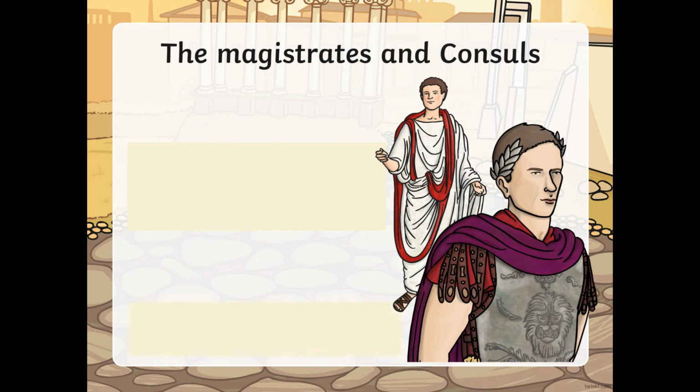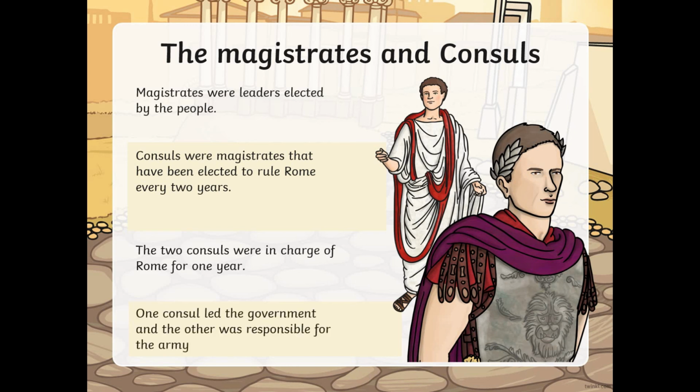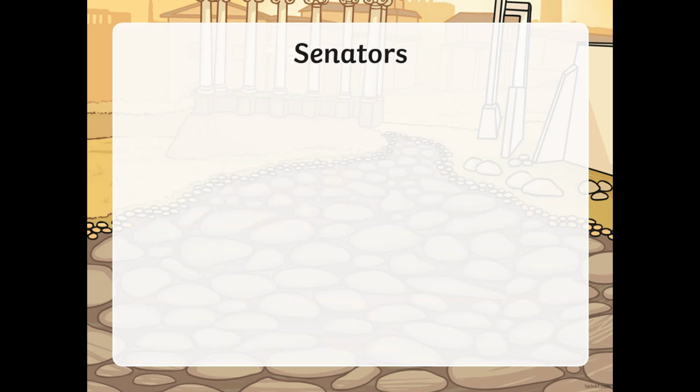The magistrates and consuls were leaders elected by people. Consuls were magistrates that had been elected to rule Rome every 2 years. Every 2 years, two consuls were elected and they ruled for 1 year. Now, one consul was responsible for government and the other for the army.